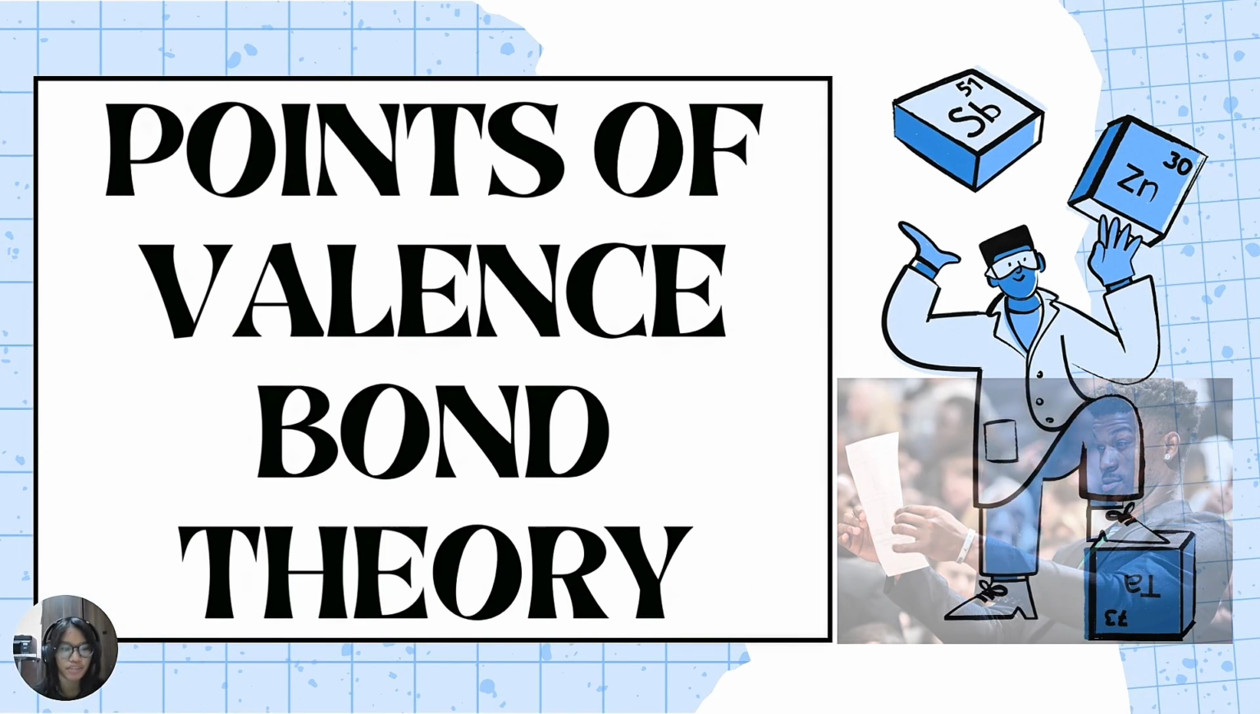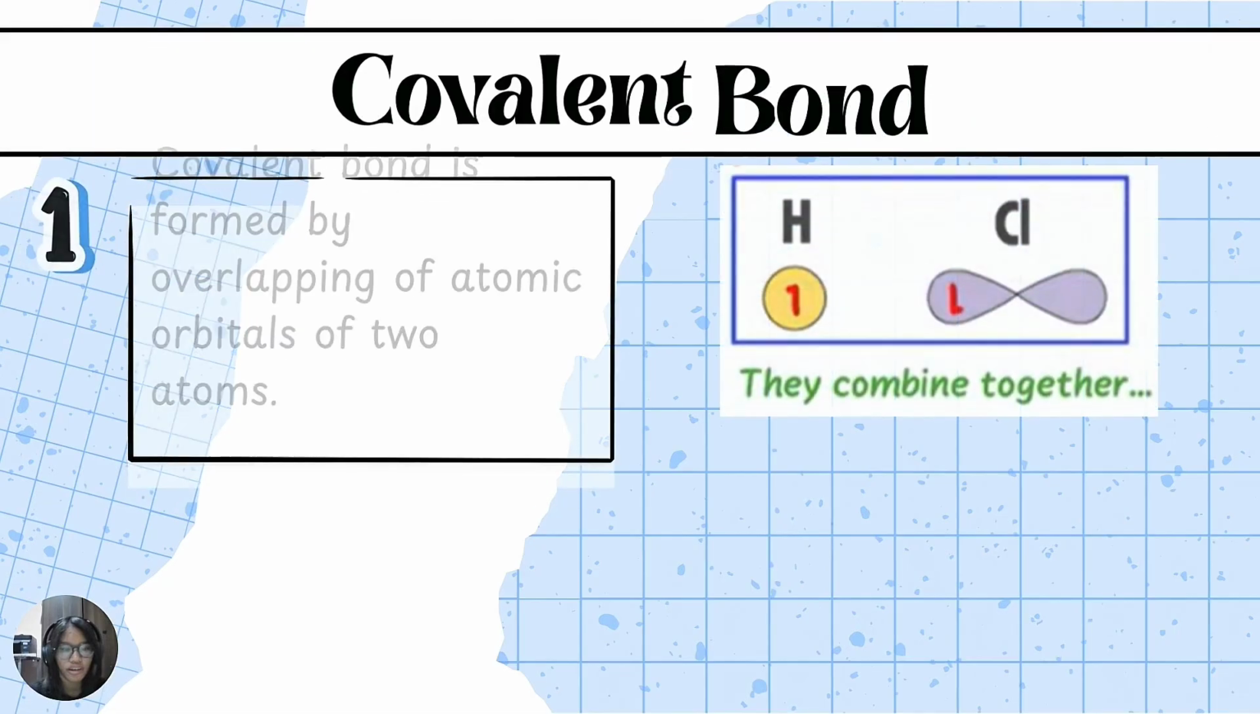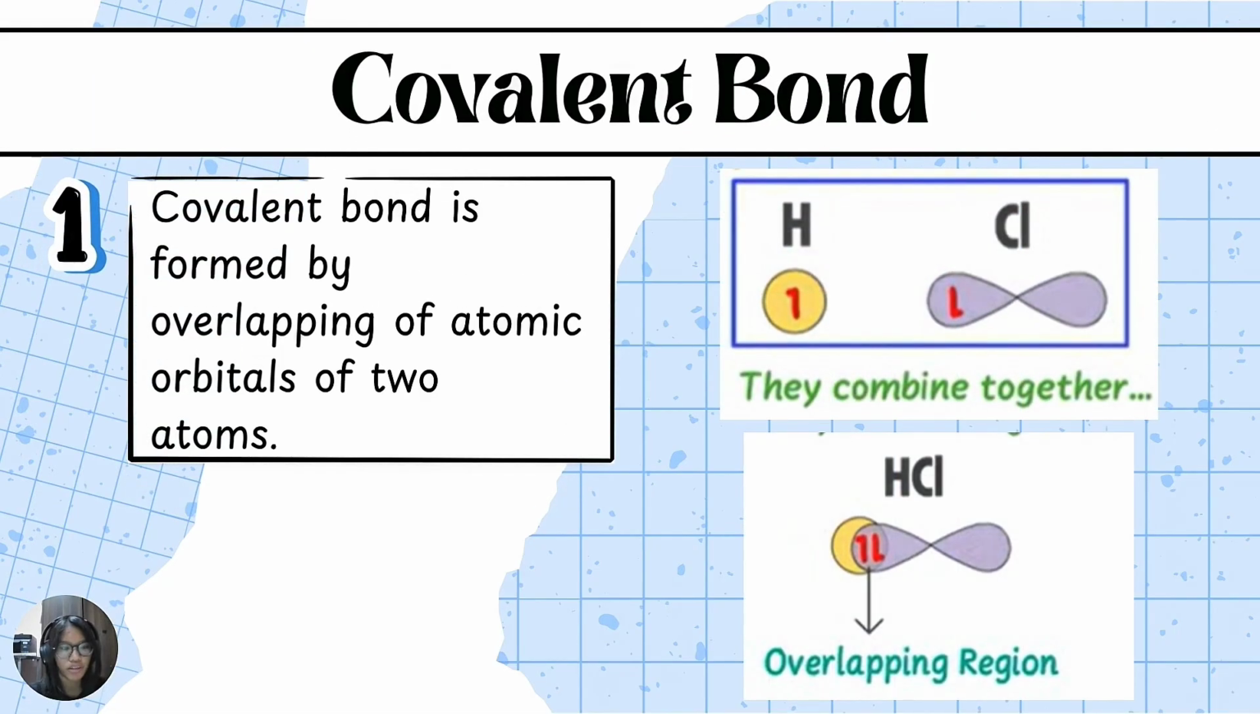Points of valence bond theory. The first point is covalent bond. Covalent bond is formed by overlapping of atomic orbitals of two atoms. In this example, the hydrogen has one electron facing upwards while the chlorine has one electron facing downwards. So when they combine together to form an overlapping region, this is where the covalent bond forms.